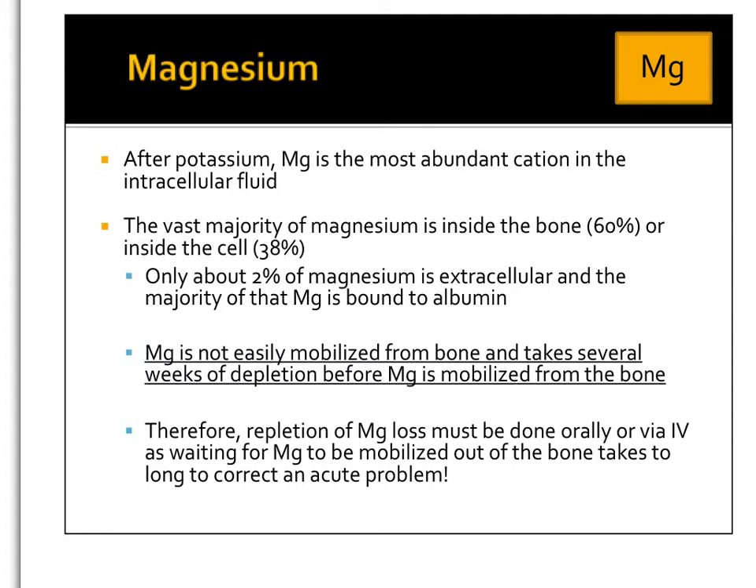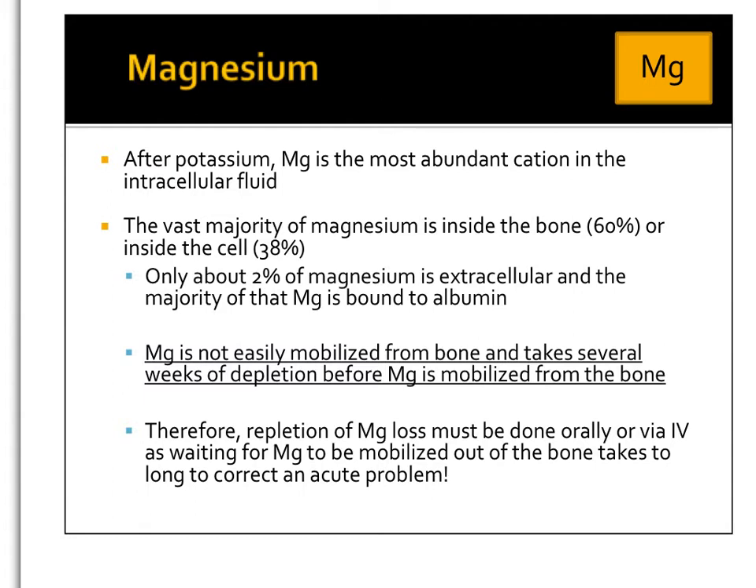After potassium, this is going to be the most common electrolyte found in the intracellular fluid. Inside the body, most of this is found in bone, and the rest is found inside the cell. Only about 2% of it is found in the extracellular space. Most of the magnesium is bound to albumin. It stays in the bone for a long time, and it takes a significant amount of depletion before it's going to start to be ripped out of bones.